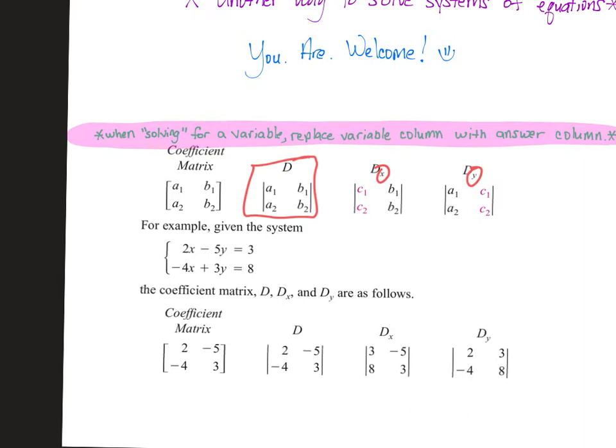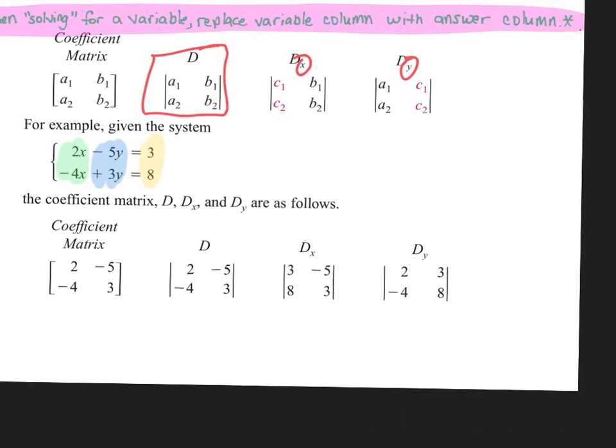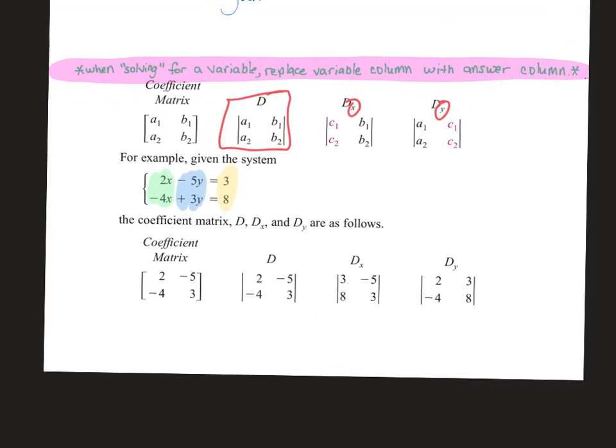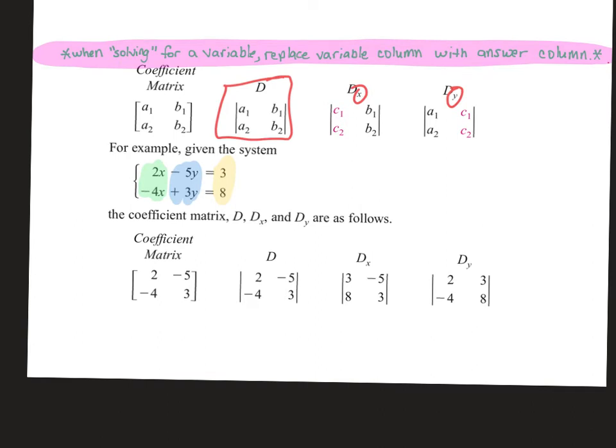The first thing you need to be aware of is that your equations must be written in standard form, where your X's are lined up above each other, your Y's are lined up above each other, and your answers are on the opposite side of the equal sign. Then they have these determinants set up. The first determinant, plain D, is just the coefficients of the variables. That's where 2, negative 4, and negative 5, 3 came from. 2 and negative 4 are the coefficients of X, and negative 5 and 3 are the coefficients of Y. Everybody see that?